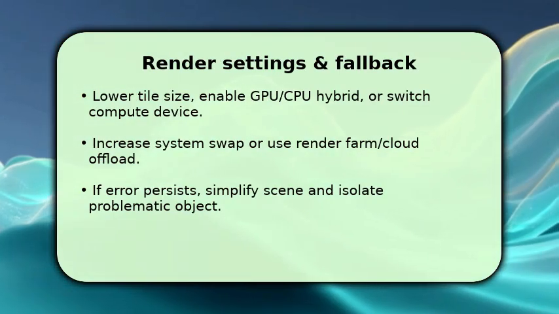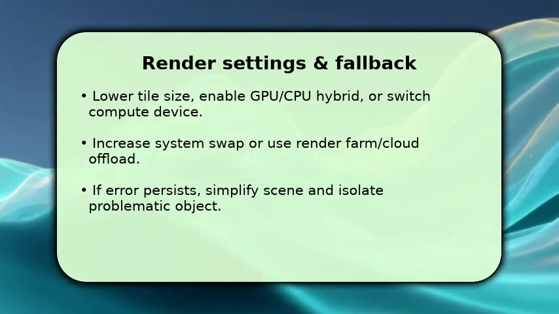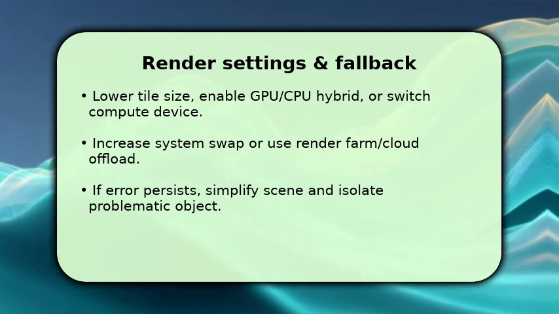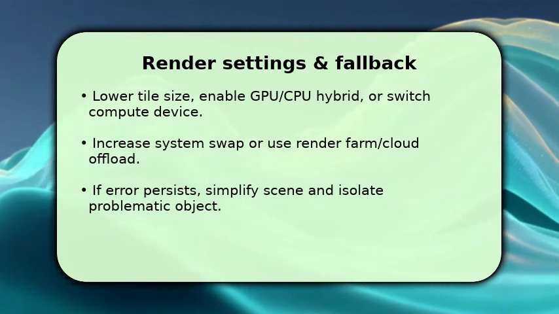Finally, adjust render engine and system strategies to complete the job. Change tile sizes and try GPU versus CPU rendering modes. Sometimes smaller tiles and CPU rendering avoid peak RAM spikes.